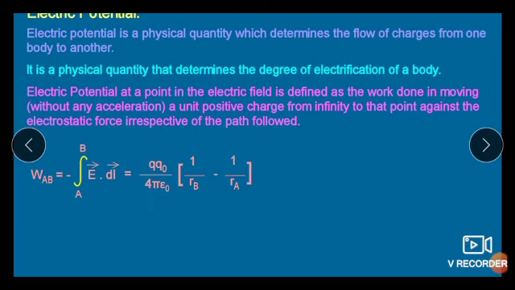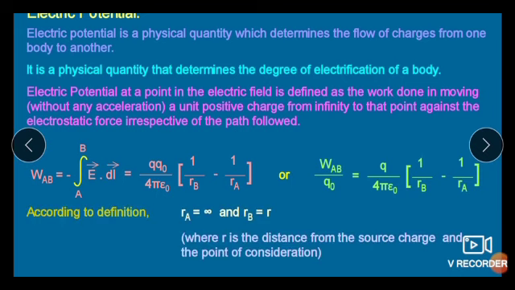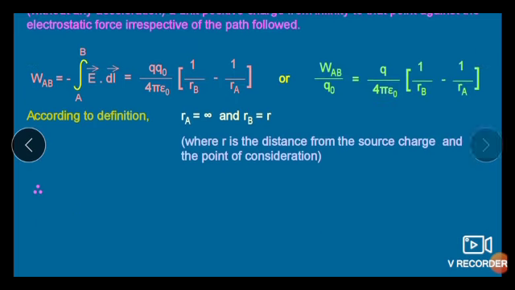Now next, if you see the formula, the work done to move from point A to B inside the electrostatic field is the integral of E bar dot dl bar. The formula is in front of you. According to the definition, RA is infinity and RB is a certain distance from the source, let it be R. Then we have the expression for V.